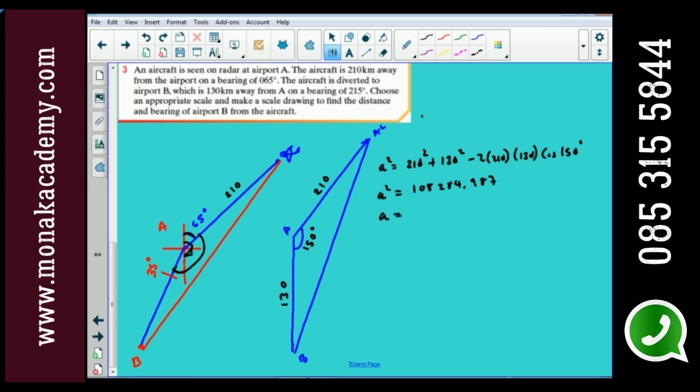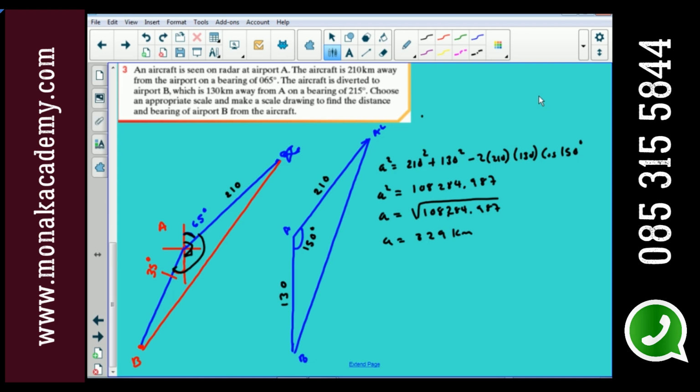Okay, so a is giving us 329. Should we get the point? To the nearest whole number. So it's 329 kilometers. So that one is settled. Simple and straightforward.